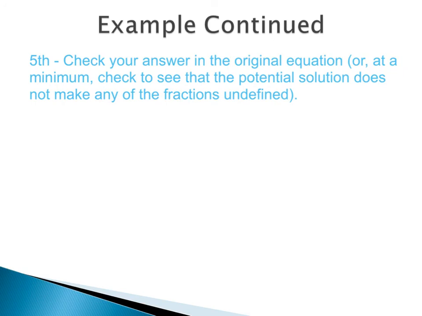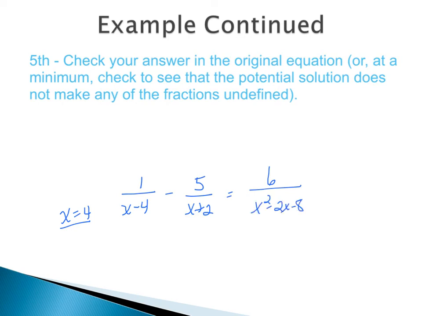So if we test this out, we have that answer of x equals 4. So our original equation was 1 over x minus 4 minus 5 over x plus 2 equals 6 over x squared minus 2x minus 8. So substituting in x equals 4 into each fraction, the first fraction I would have 1 over 4 minus 4. Well, 4 minus 4 is 0, so we actually right here can see that when I plug in x equals 4, I get at least one fraction where the denominator is 0. Since I got a fraction where the denominator was 0, that means x equals 4 can't be a solution because it makes the fraction undefined.